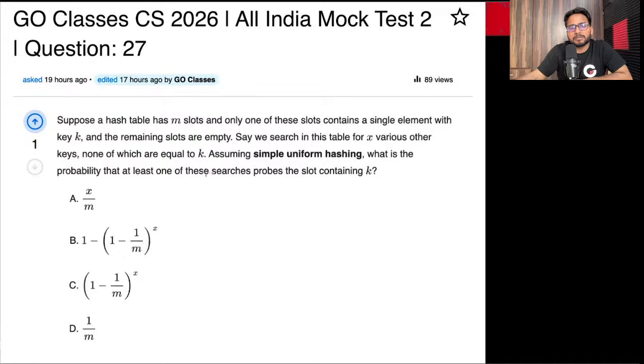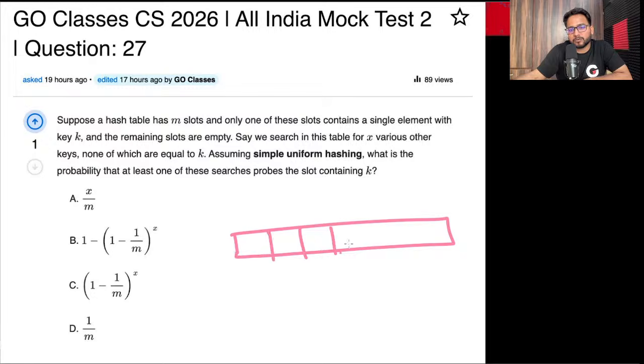What they are saying is: suppose a hash table has m slots and only one of those slots contains a single element with key k. So basically there are m slots, maybe 0 to m minus 1, it doesn't matter, and one of the slots contains the key k, and the remaining slots are empty.